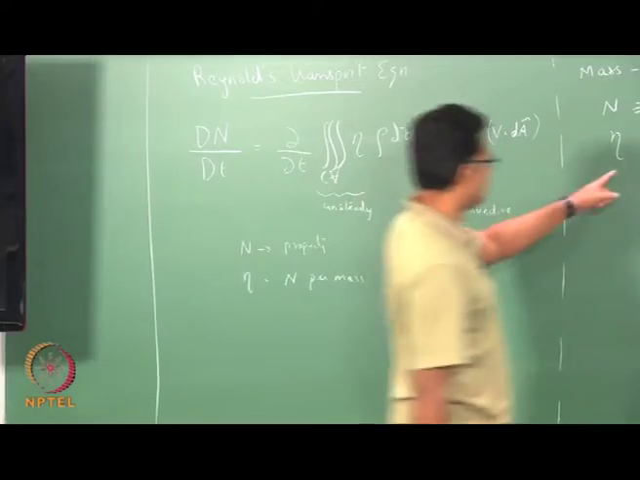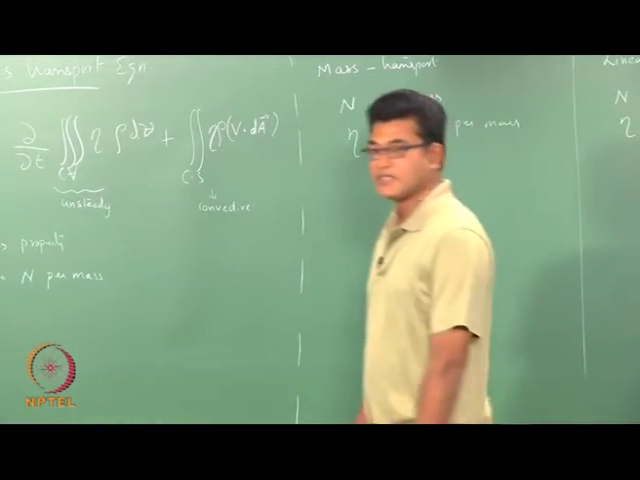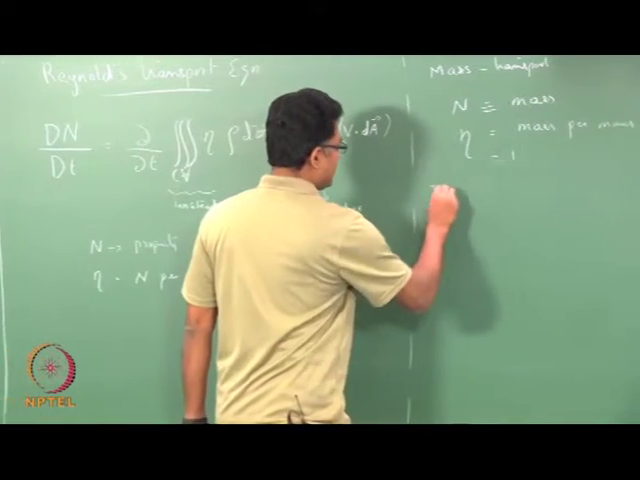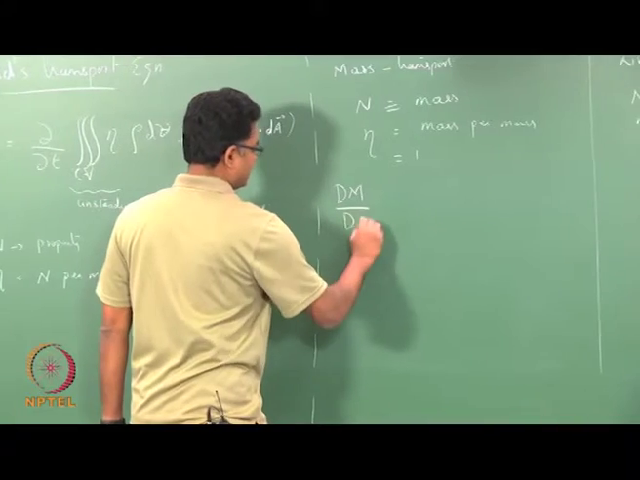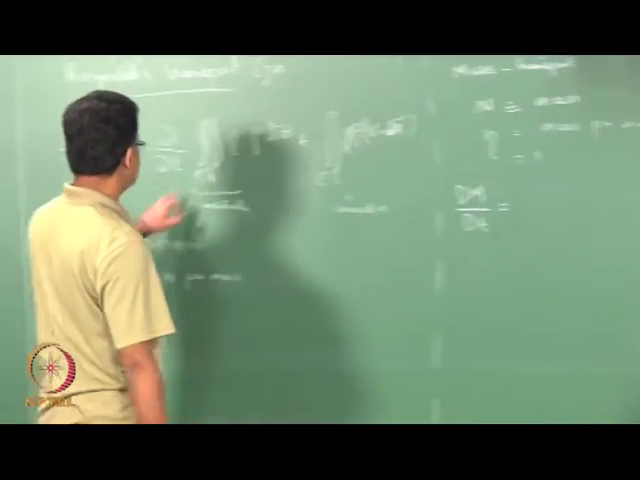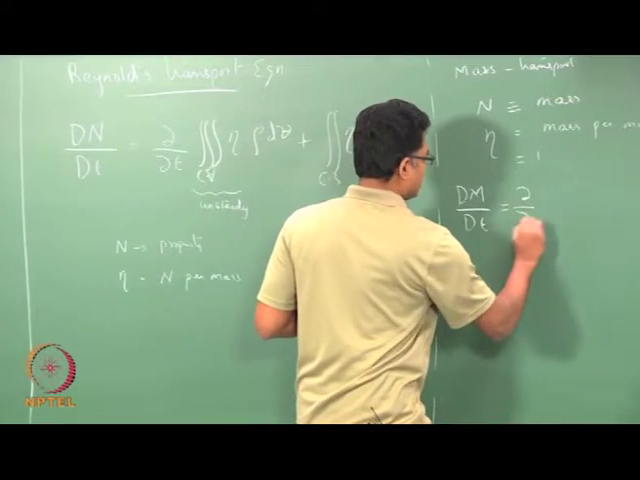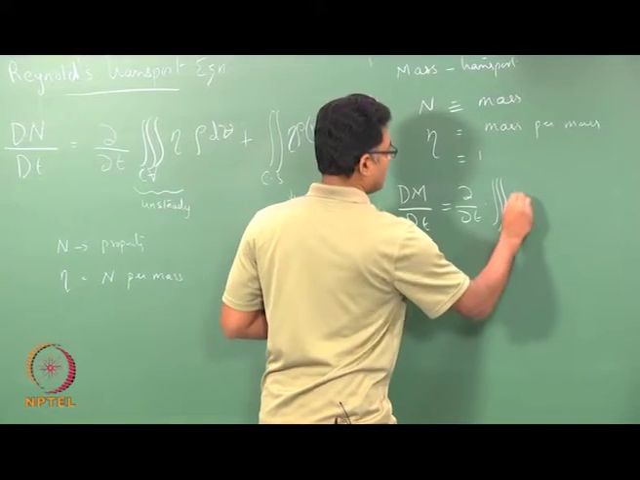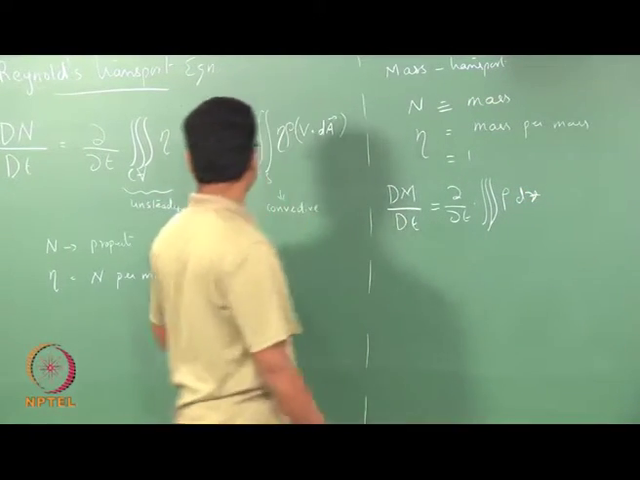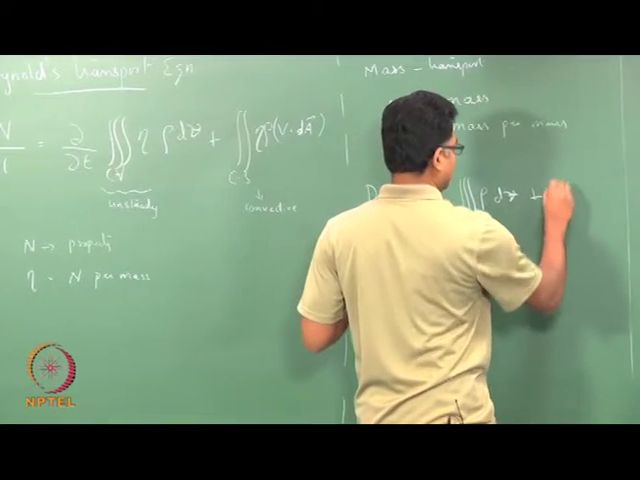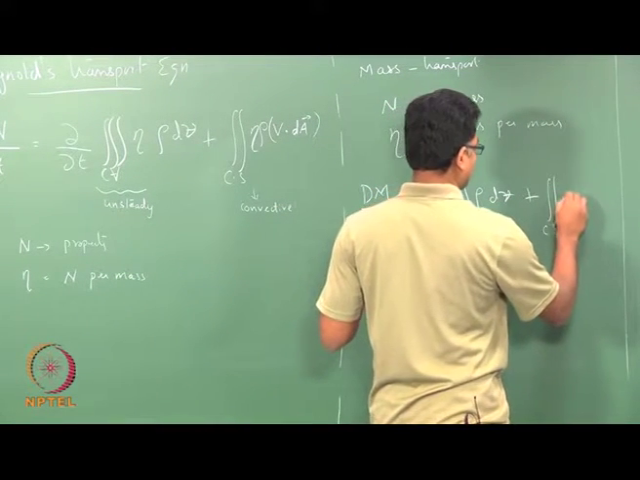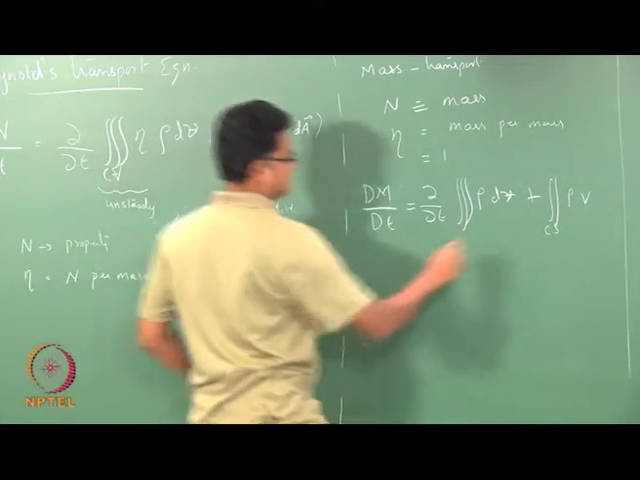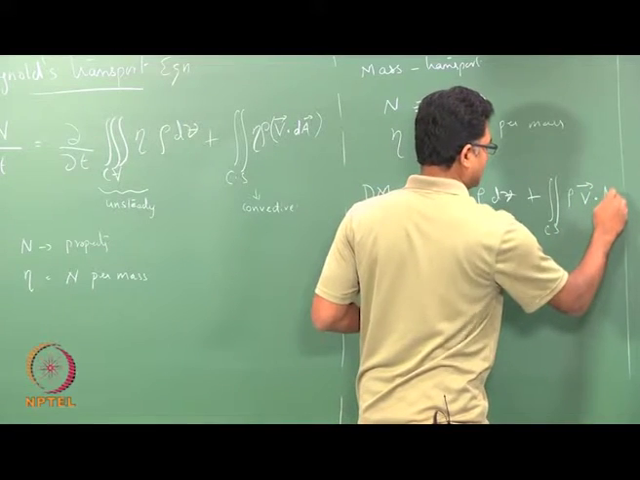Now, let us substitute these values in the Reynolds transport equation and see what happens. So, the mass transport dm by dt is dou by dou t, eta is 1, so it is a triple integral rho d volume plus the double integral rho V dot dA, where V is the velocity.